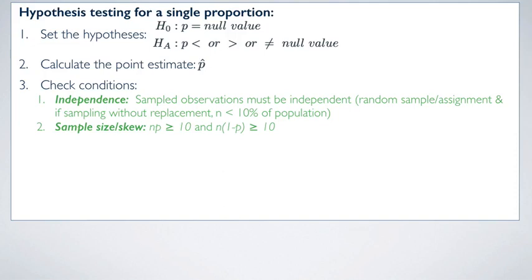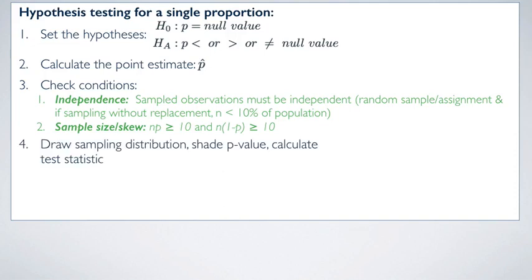Next step is to draw the sampling distribution. Remember, we always want to draw our curve before we calculate our p-value, and we want to shade where the p-value belongs to. Is it in one tail, and if so, is it the upper tail or the lower tail, or is it a two-tailed test? And we calculate our test statistic.